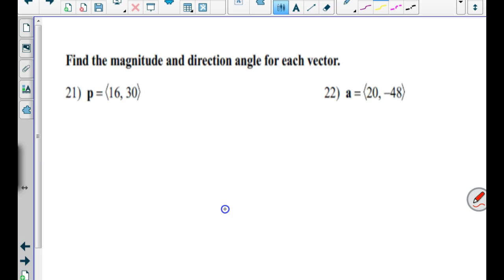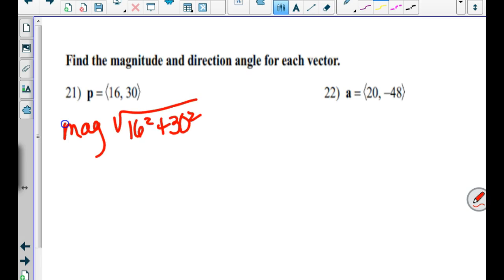All right, 21 says find magnitude and direction. So magnitude, we're still just doing the same thing we just did. I got 34 for the magnitude. Now, what quadrant should our direction angle be in? It's positive, so it should be in quadrant 1.